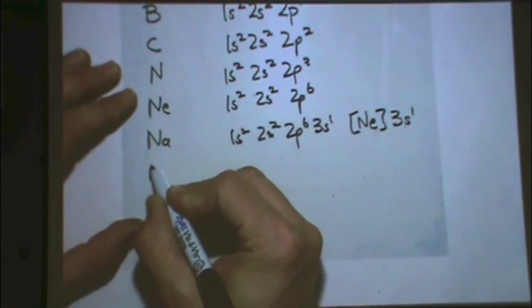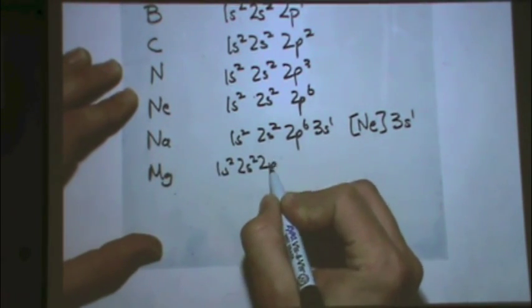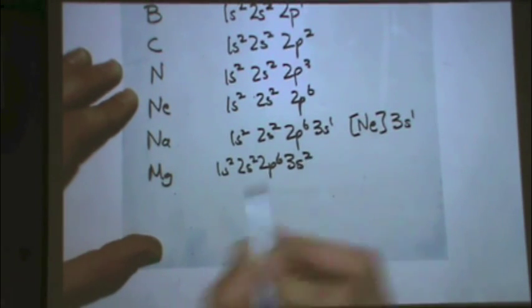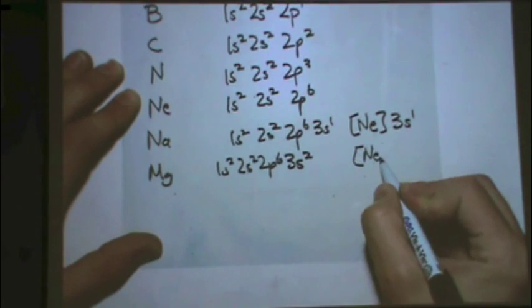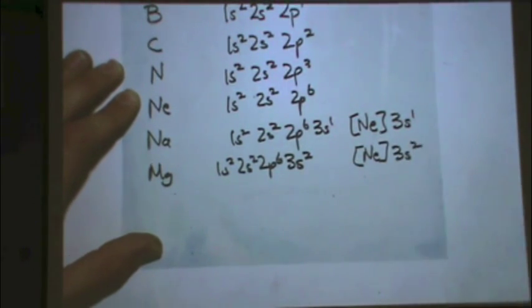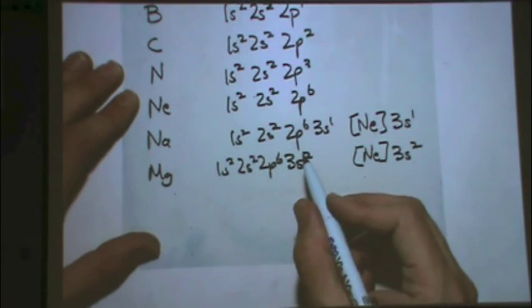Let's see, let's do magnesium. Either would be 1s2, 2s2, 2p6, 3s2, the second electron in that s orbital, or neon 3s2. Either way is okay, the shorthand or the longhand.